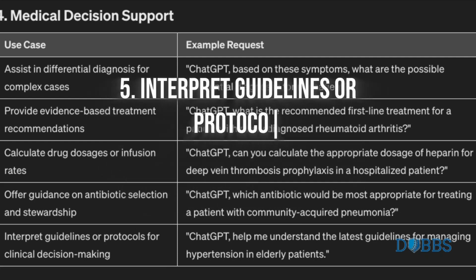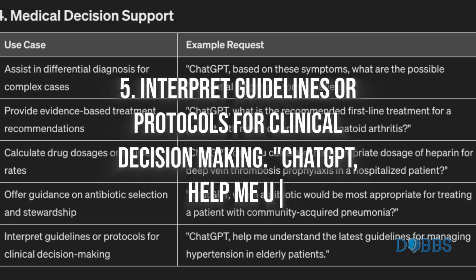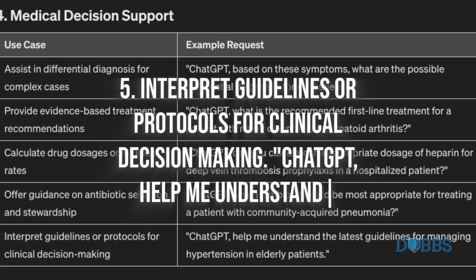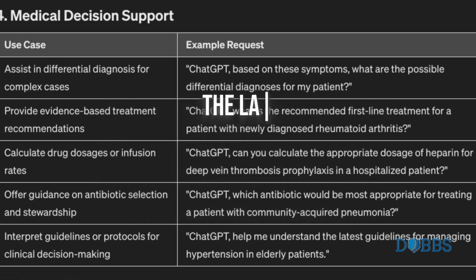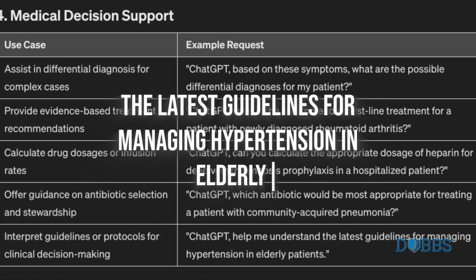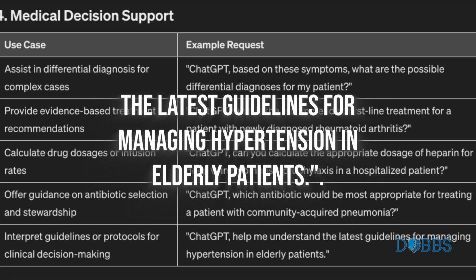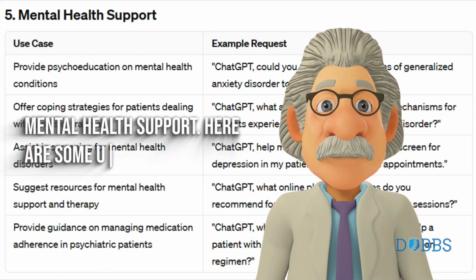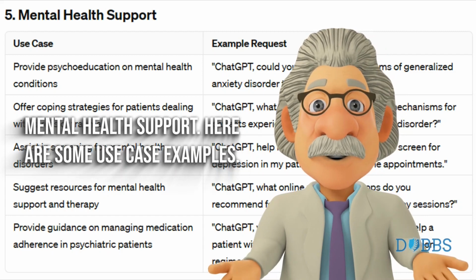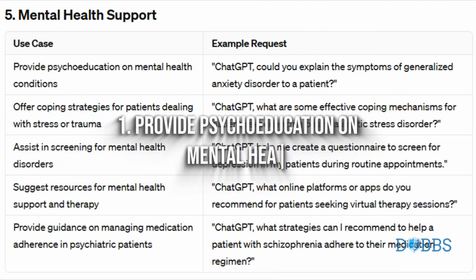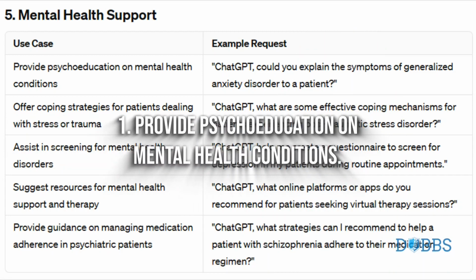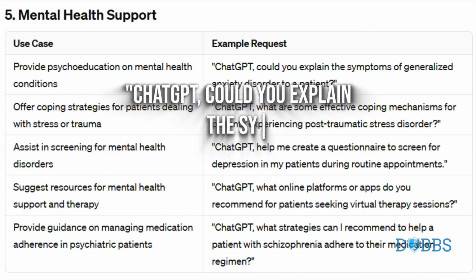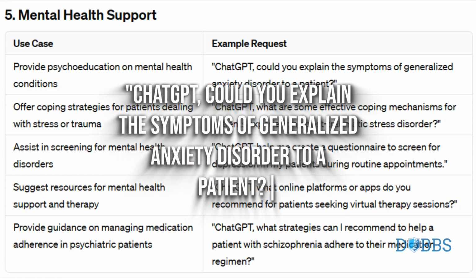5. Interpret guidelines or protocols for clinical decision-making. ChatGPT, "Help me understand the latest guidelines for managing hypertension in elderly patients." Mental health support. Here are some use case examples. 1. Provide psychoeducation on mental health conditions. ChatGPT, "Could you explain the symptoms of generalized anxiety disorder to a patient?"